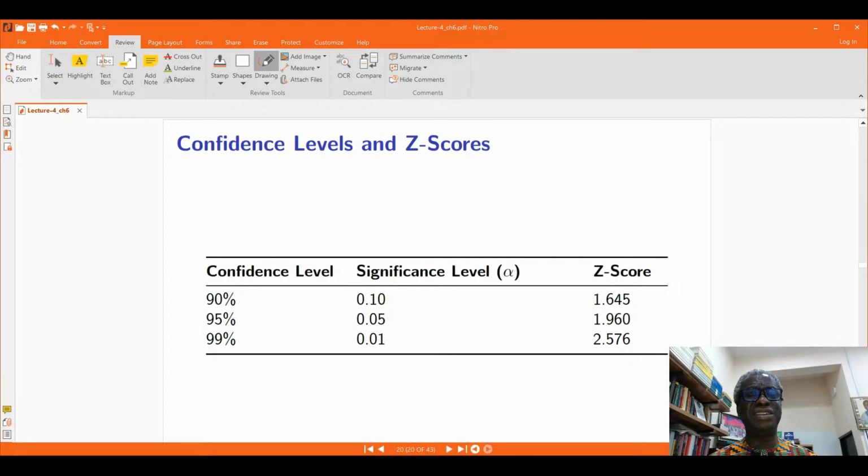As your confidence level increases, as you can see, you can also see that your Z score increases.